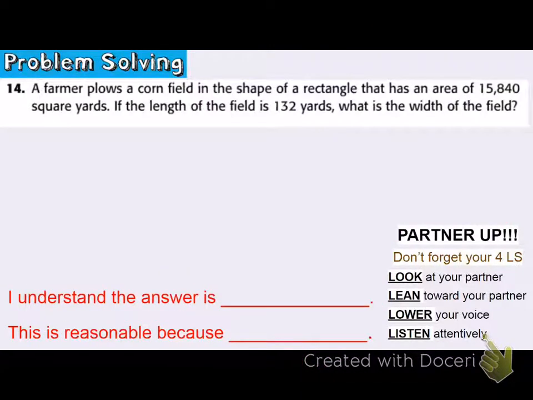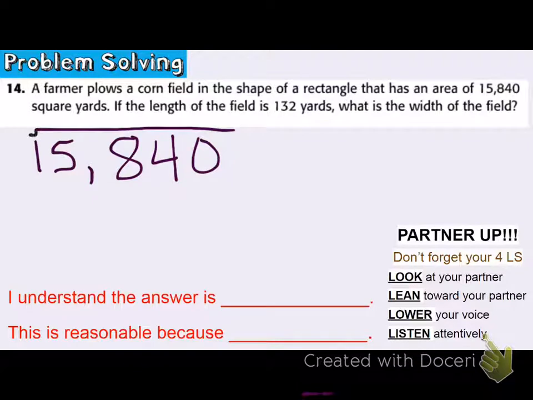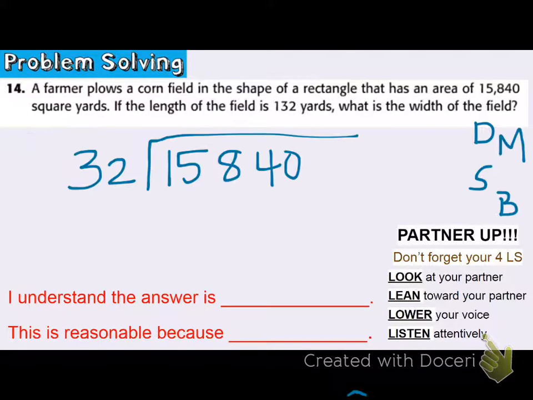All right, we're moving into problem solving. A farmer plows a cornfield in the shape of a rectangle that has an area of 15,840 square yards. If the length of the field is 132 yards, what is the width of the field? So I'm going to take 15,840 and I'm going to divide that by 132.